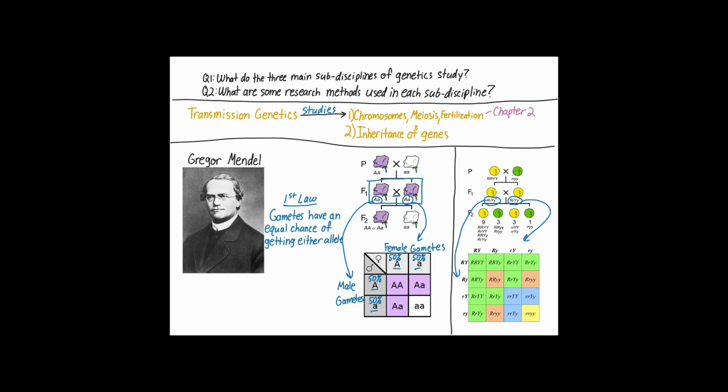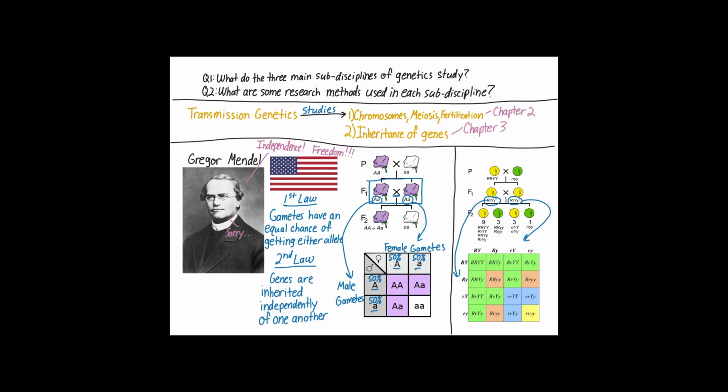Mendel also showed, again using crosses and keeping track this time of 2 traits in the offspring, that most genes are inherited independently of one another. Alright, settle down, Gregor. We'll cover Mendel's work in Chapter 3.